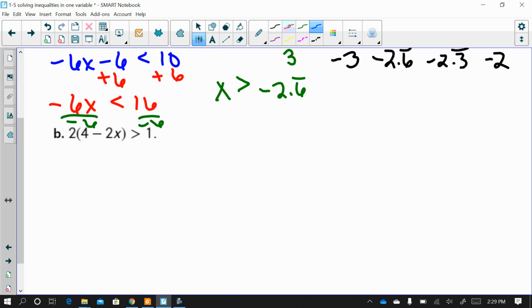Okay, letter B. Again, I'm going to distribute first. 8 minus 4x is greater than 1. Okay, I want to get x by itself, so I'm going to subtract 8.